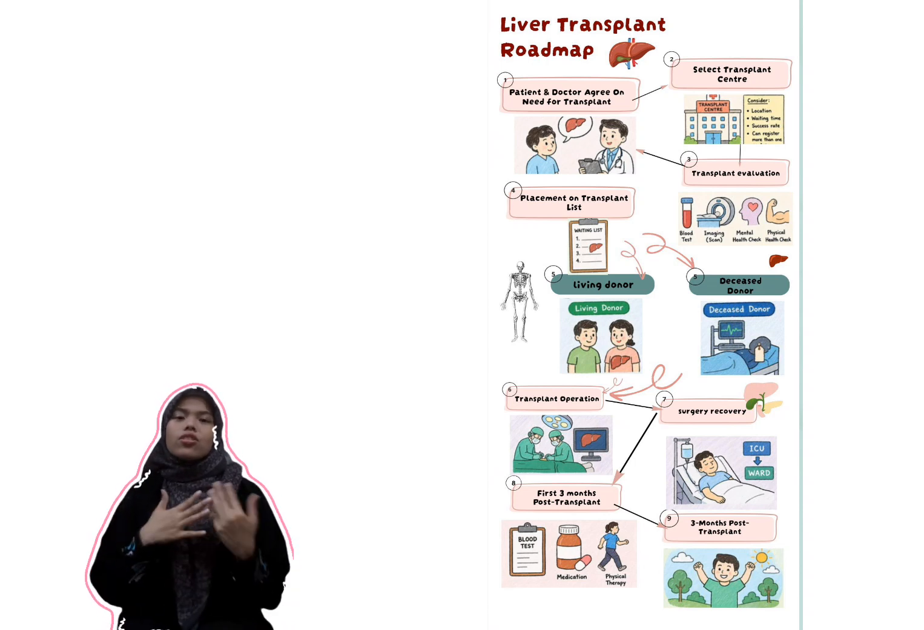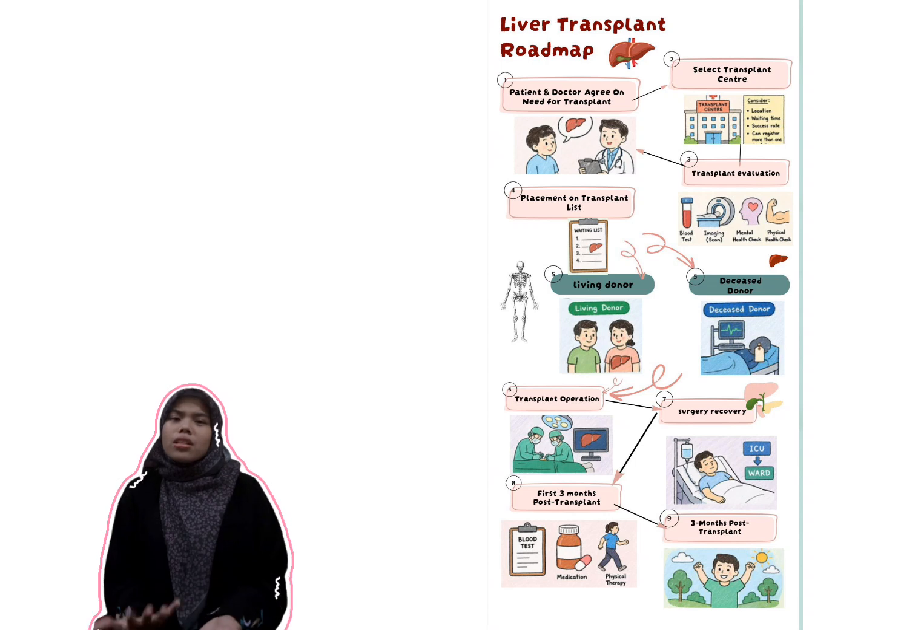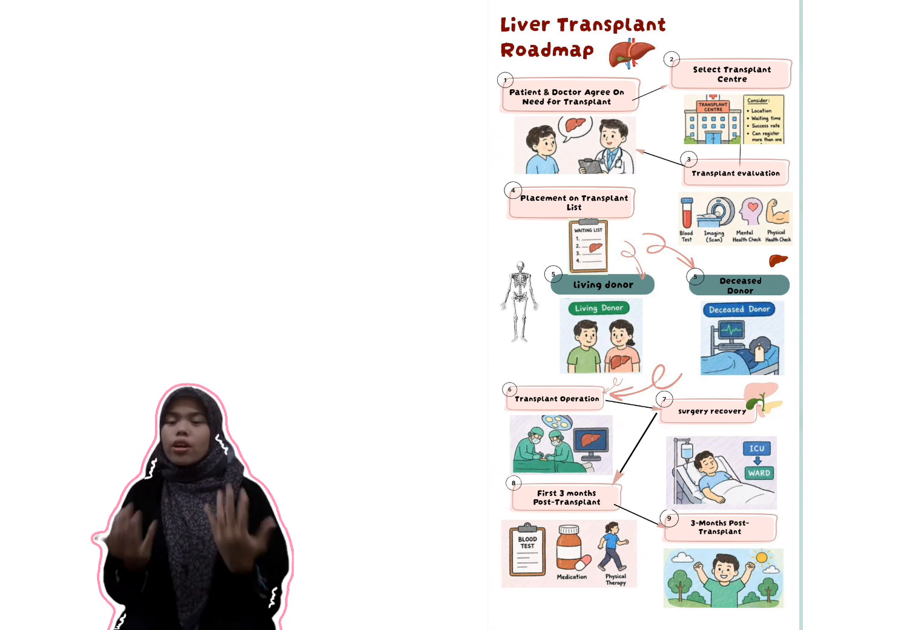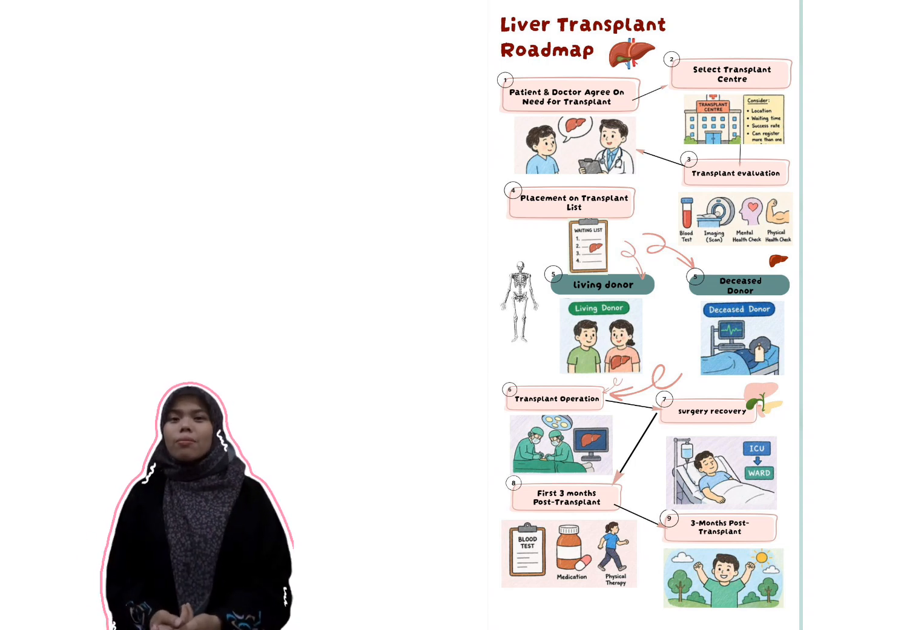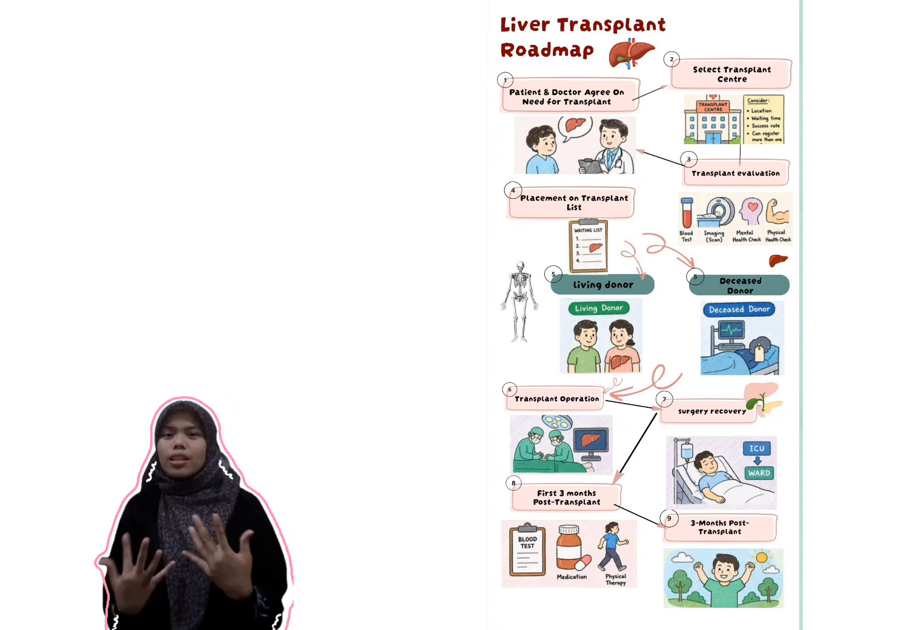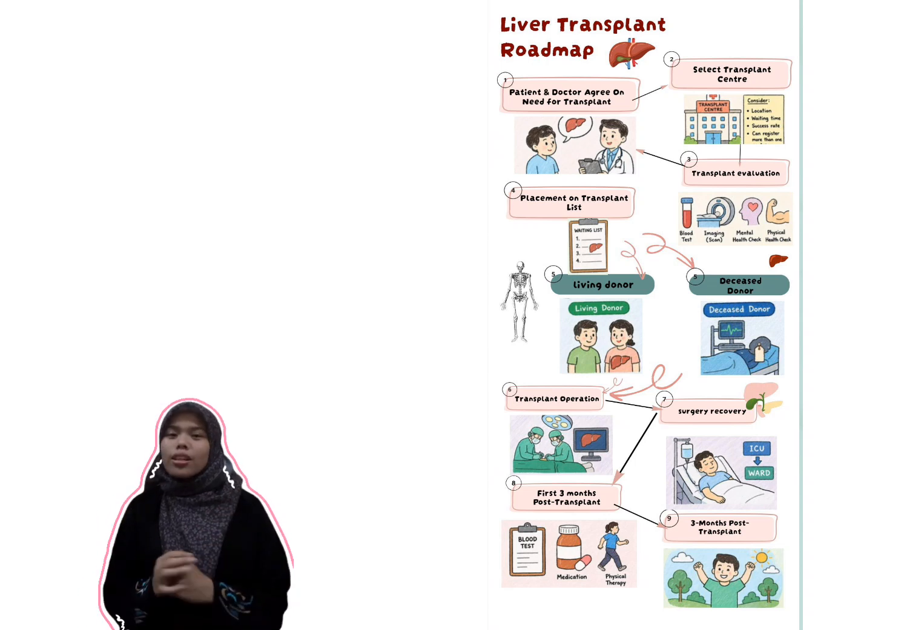Step 6 is the transplant operation itself. This is a major surgery lasting between 6 to 12 hours, during which the gallbladder is also removed. Immediately following the surgery is step 7, recovery. Patients typically spend 1 to 3 days in the ICU before moving to a step-down unit. A standard hospital stay lasts about 10 to 20 days, provided there are no complications.